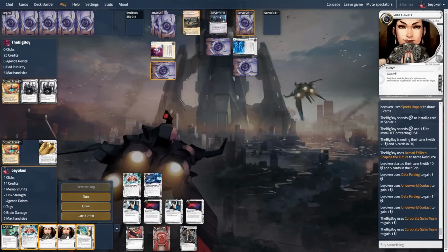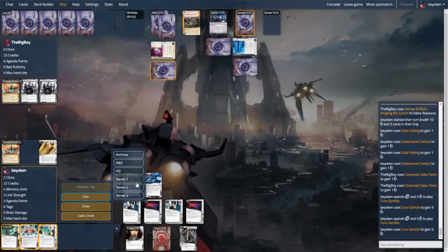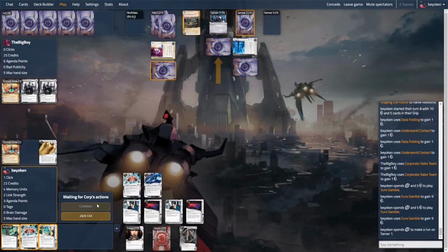Thankfully, it's going to get a bit better here as I find 2 Sure Gambles and a Daily Casts off the Sports Hopper. But looking at the big boy jamming a card in server 2, I have to ask myself, is that an agenda? Have they drawn through the deep data mining lock? Well, in any case, I want to make sure that they don't have Global's Modern Bar Rights available because that drastically reduces the number of outs my opponent has.